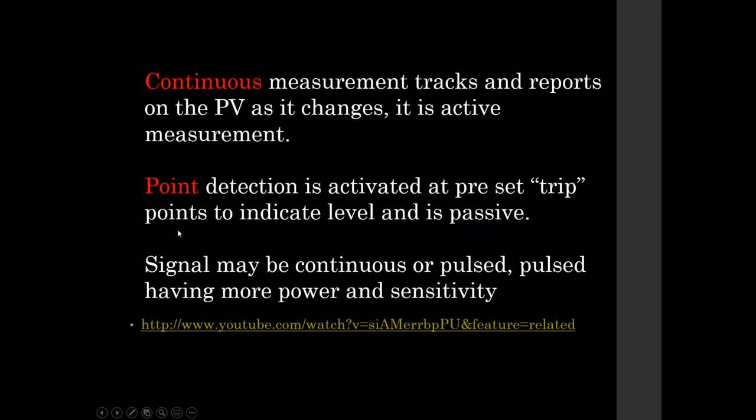And when we talk about some of these devices, you'll notice that the signal may be a continuous signal or it may be pulsed. In applications where there is a pulse signal available, the pulse signal is generally more powerful and more sensitive. I'm gonna do a quick video here, hopefully, which works.